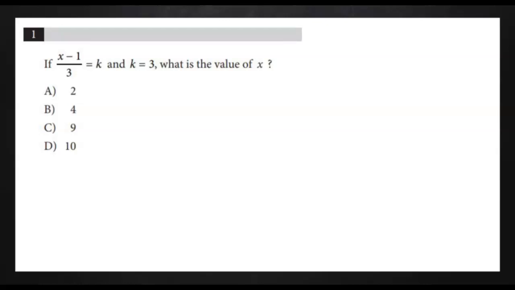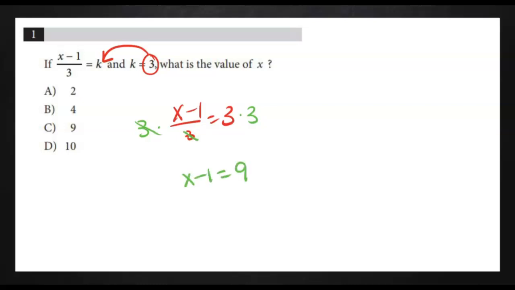Okay, so let's look at question number 1. So you know what k is equal to. K is 3. So what we can do is substitute in the 3 for k. And then what you do is solve for x. We're going to cross out and cancel out that 3. So you get x minus 1 is equal to 9. Add 1 on both sides, and x is going to equal 10.